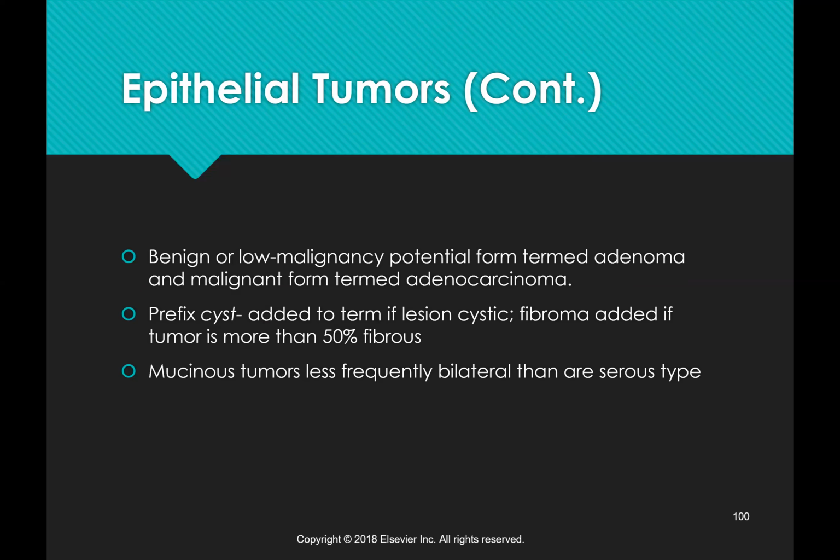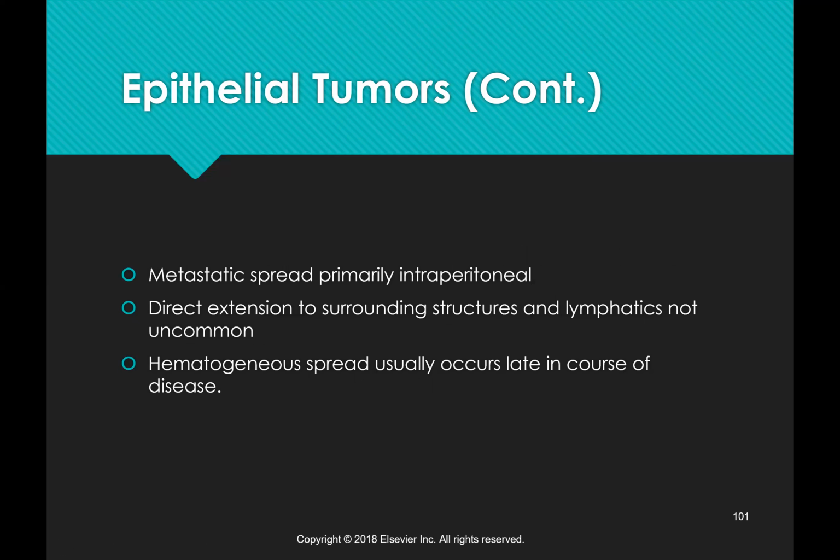So the benign or low malignancy potential form is termed adenoma, and the malignant form is adenocarcinoma. So if it's mostly cystic, you would put that first. So you'd put, say, serous cystadenoma as the benign form of this. A serous cystadenocarcinoma would be the malignant form. Mucinous tumors are less frequently bilateral than the serous types, and there is metastatic spread. So these kinds of tumors can metastasize.